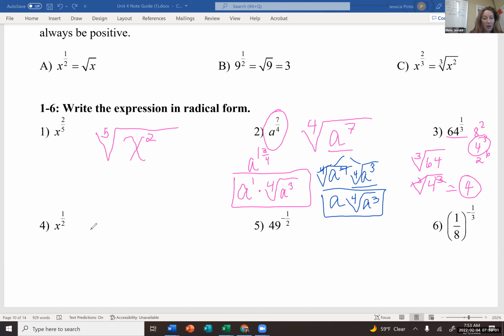All right, number 4, we're looking easier here. This one is just the square root of x. The denominator is 2. The exponent is 1, and so that's why it's just best to write it as radical x.